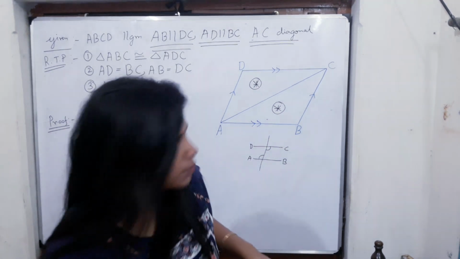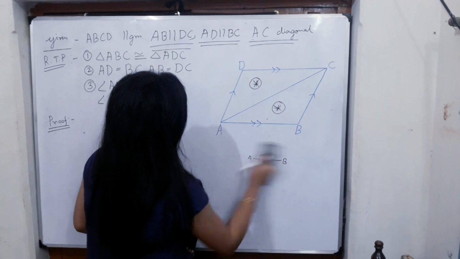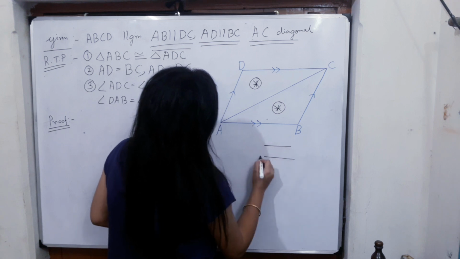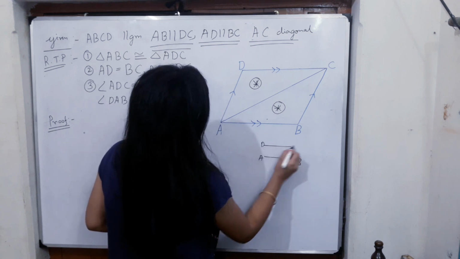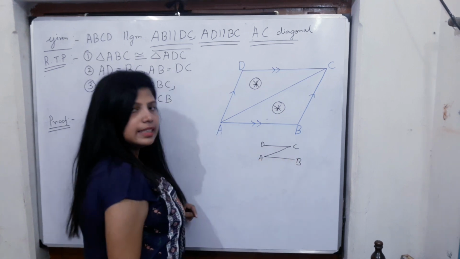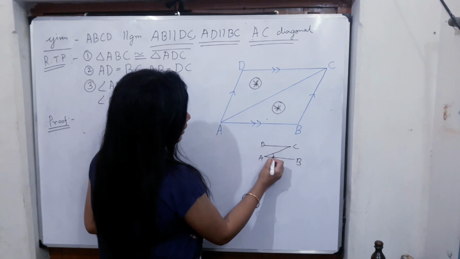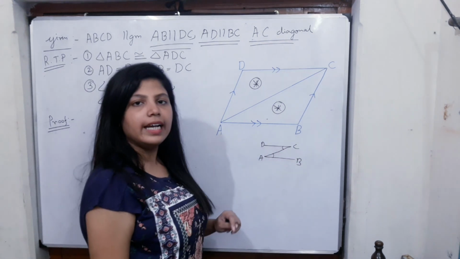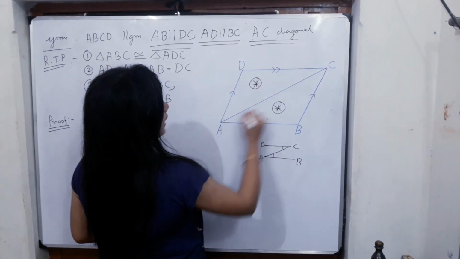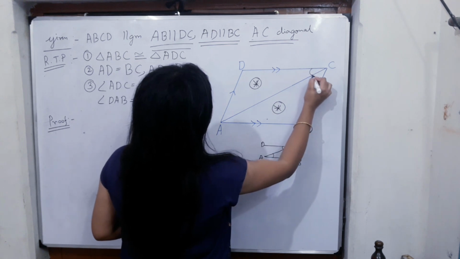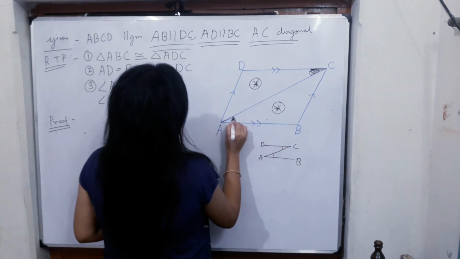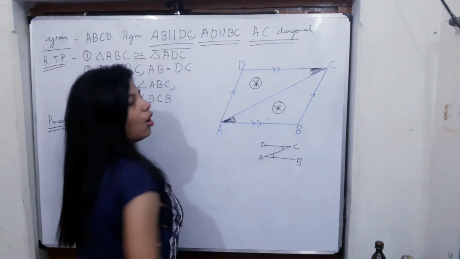If I draw it once more, I am drawing this portion separately. AB and this one is DC. Now if I draw a transversal here, that means it is a Z shape. So these two angles are also called alternate angles. Now if I plot it here, that means DC parallel AB, AC is the transversal. So this one and this one, both are alternate angles.